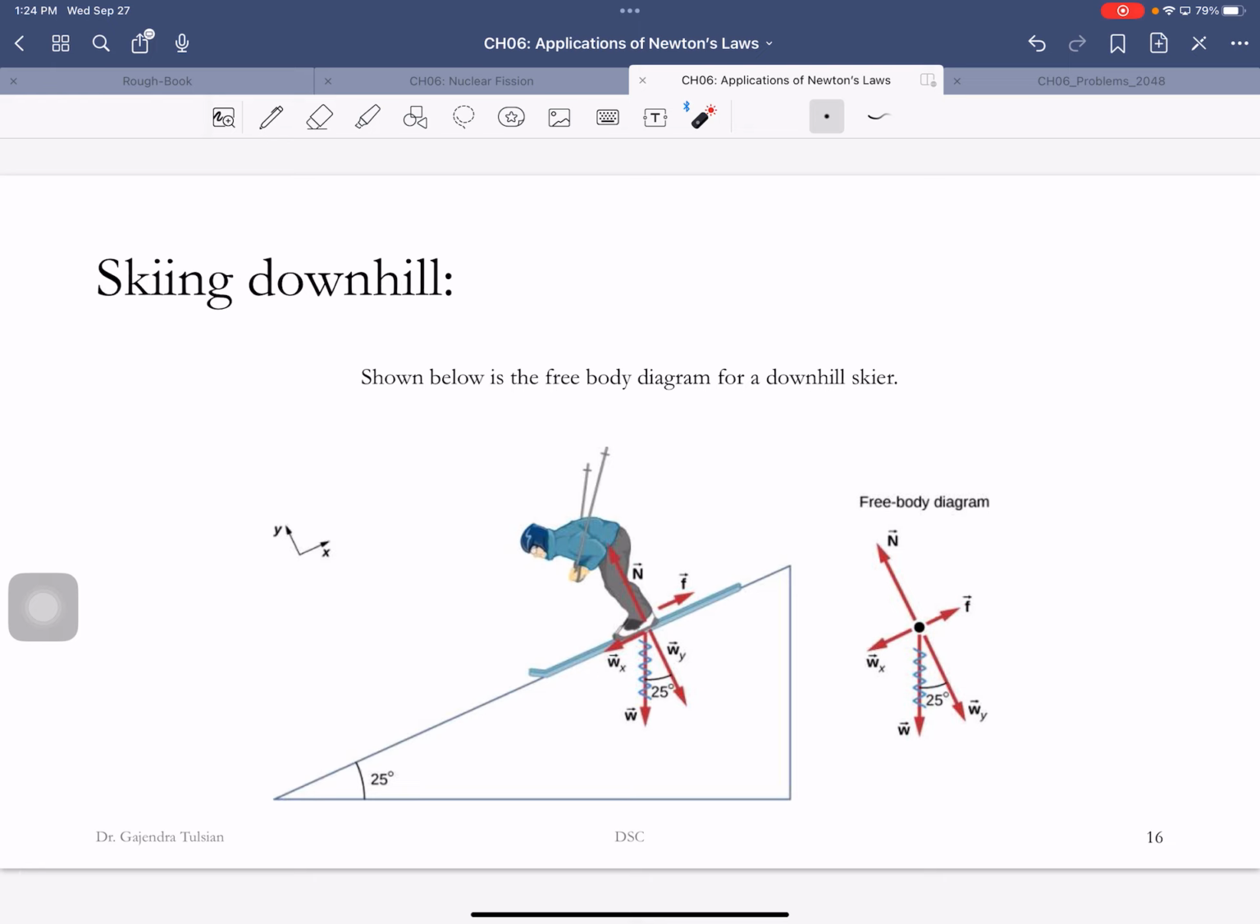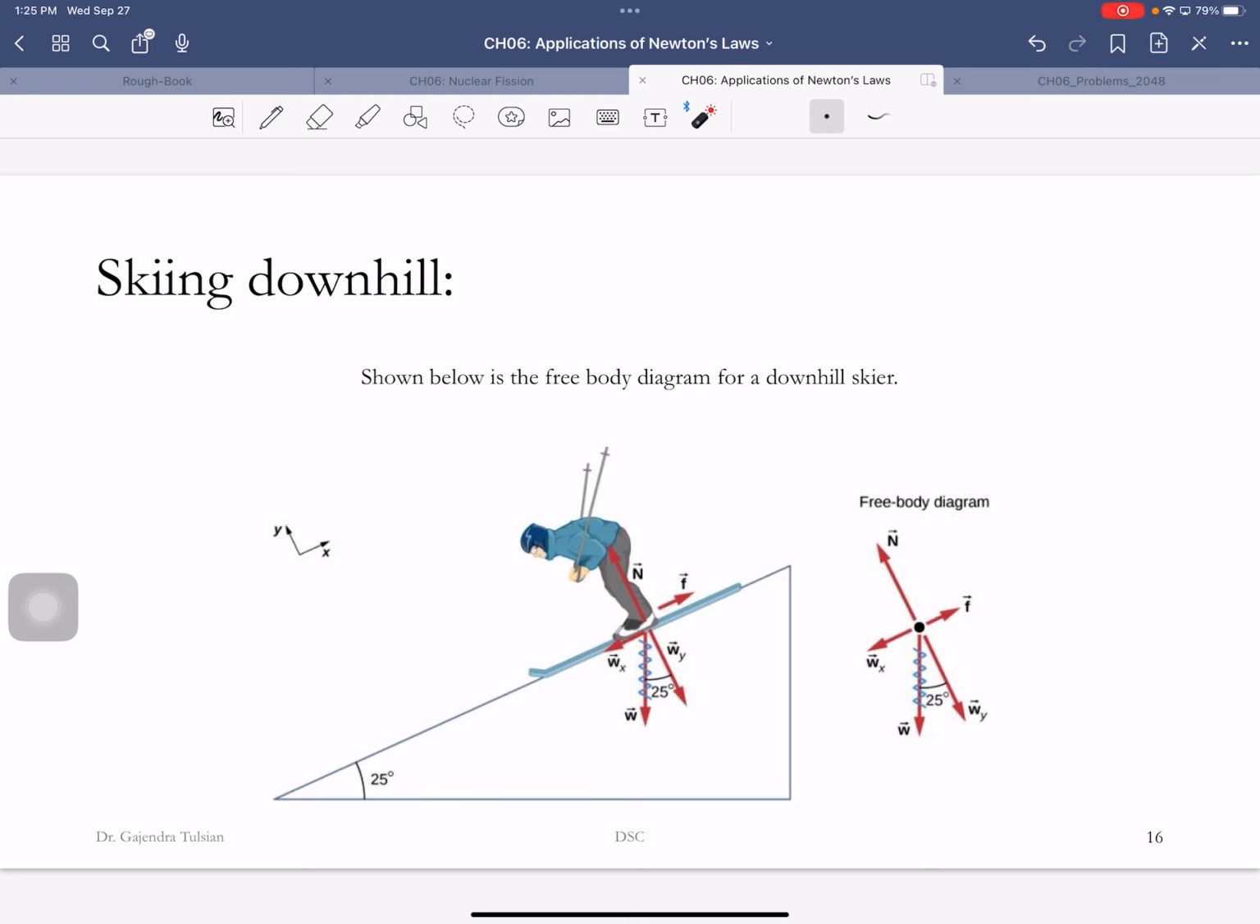So we will be solving problems where objects are sliding downhill. There are three forces acting on this object: the force of gravity, the normal force, and the friction force. Of course, there'll be drag force as well, but we are going to keep things simple, and we won't talk about the drag force for now.